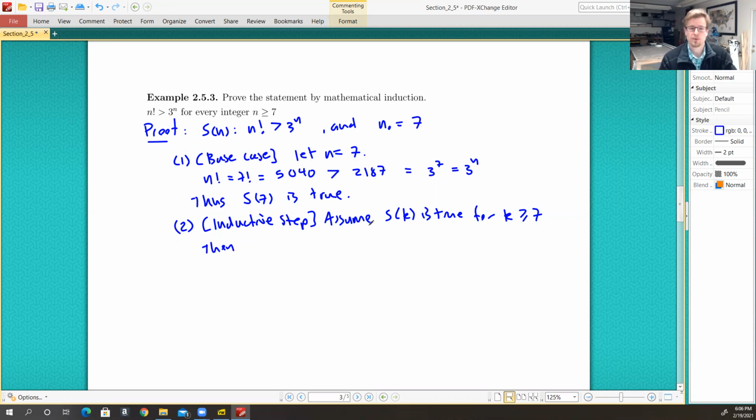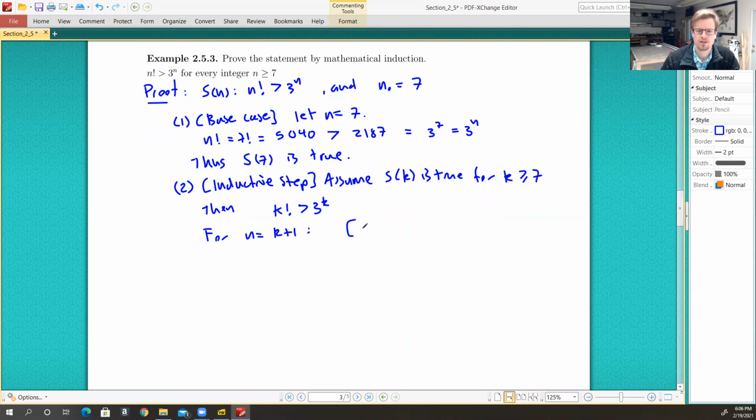Then, if S of k is true, which is what we're assuming, then k factorial is greater than 3 to the k, because that is exactly S of k. That's our statement for k. For n equal to k plus 1, so now we're going to show that S of k plus 1 is true. We want to show S of k plus 1 is true. So for k plus 1, I want to consider k plus 1 factorial, because I want to show that k plus 1 factorial is larger than 3 to the k plus 1. That is our statement for k plus 1.